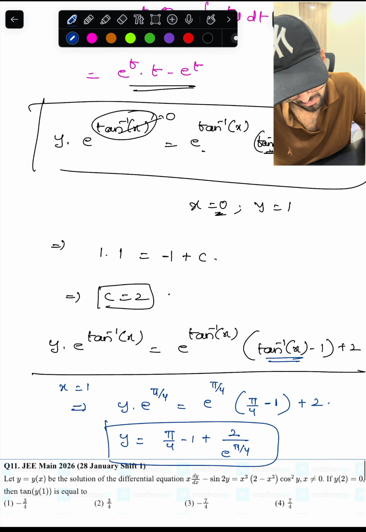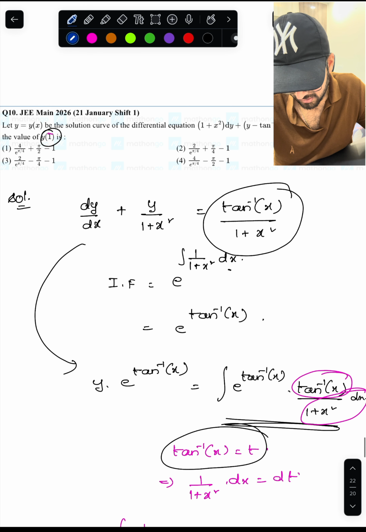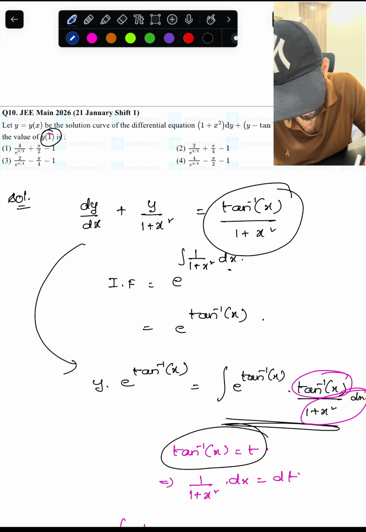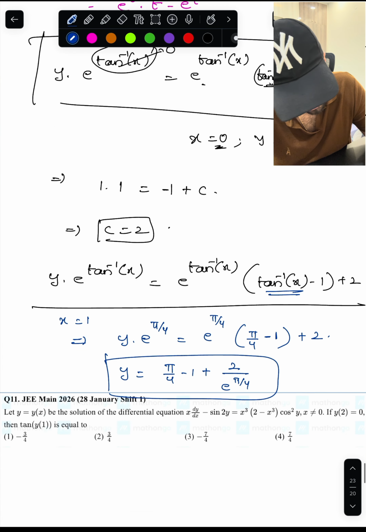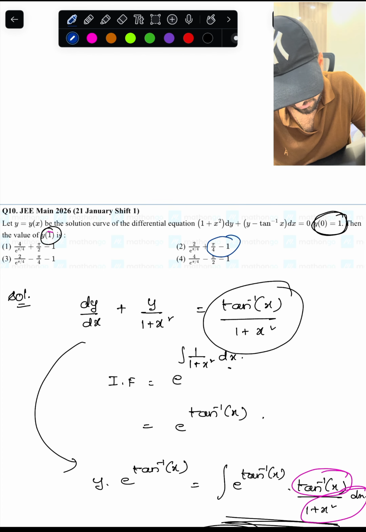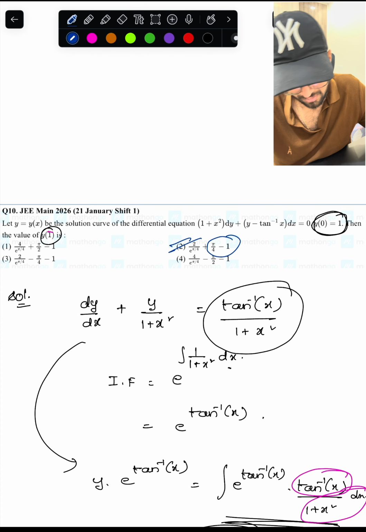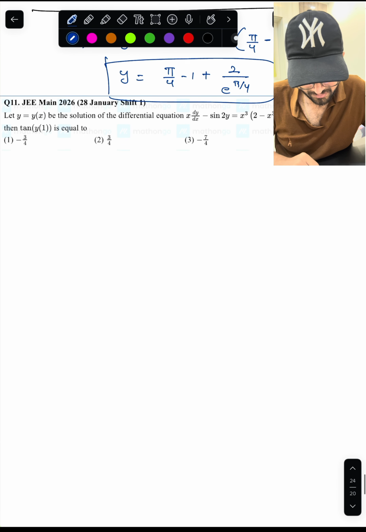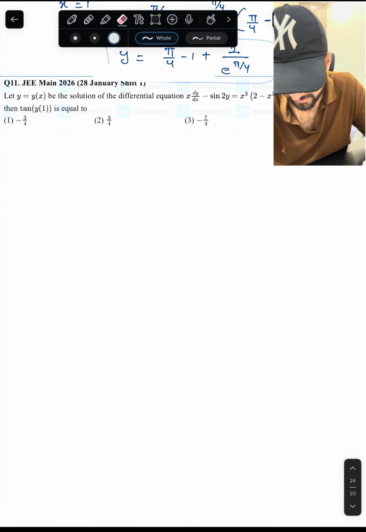Let's check for this option. Pi by 4 minus 1 is there, plus 2 by e power pi by 4. Yes, so definitely the second option. This is our option. Next, let's go for the last question of differential equations here.